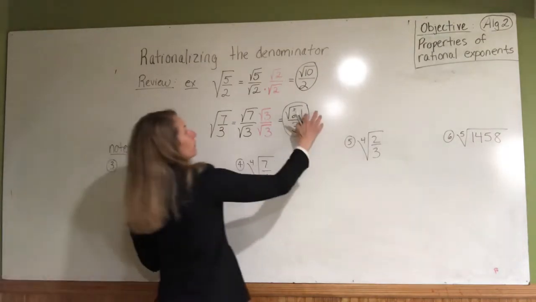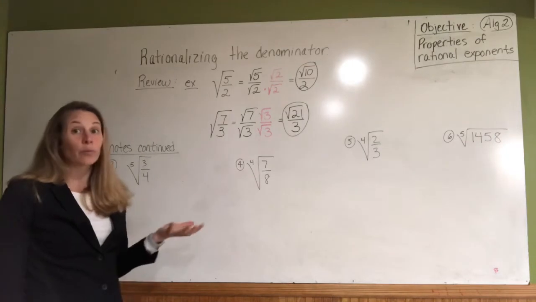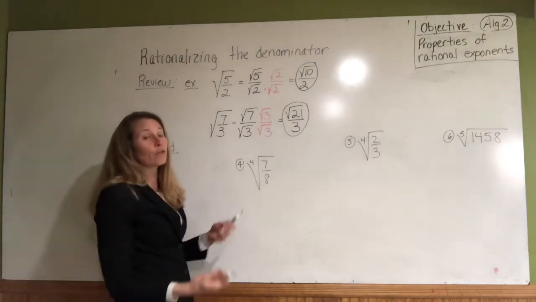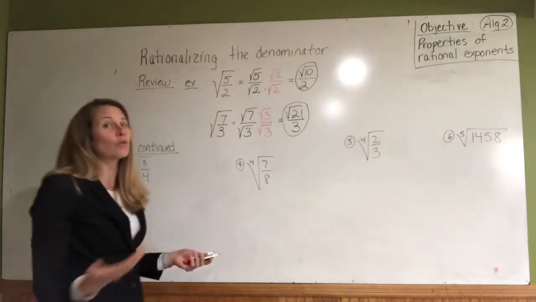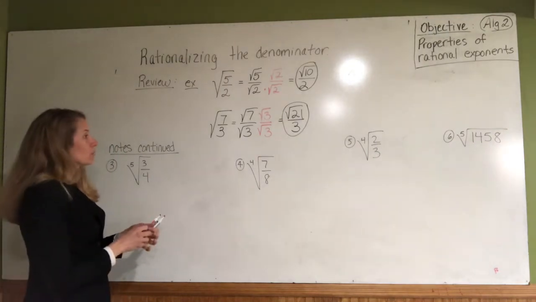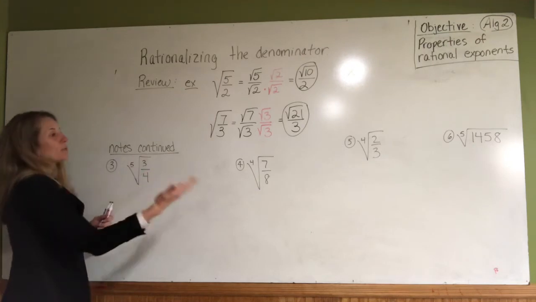Now, in both of these cases, 10 and 21, there's no factor pairs. So if we did our tree, you break down 21, you're just going to get 3 and 7. There's no pair that can come out. Same thing with the 10. You break it down into 5 and 2. There's no pair to come out. So there's no more simplifying you can do with those. So let's see how this works with other types of roots.